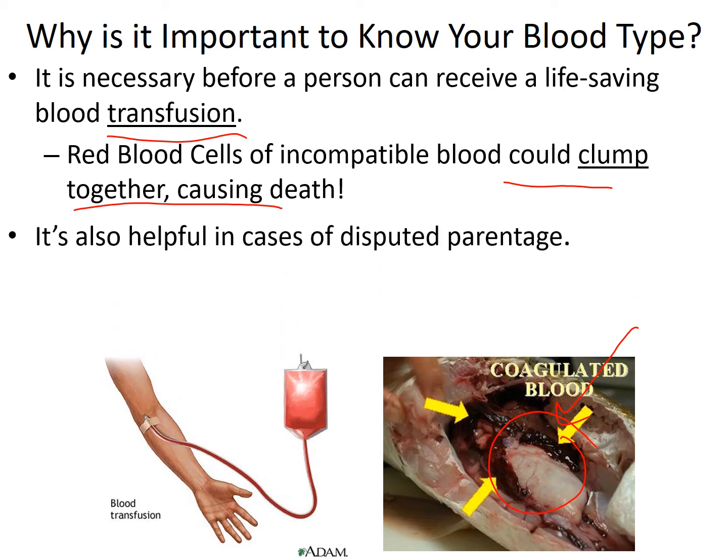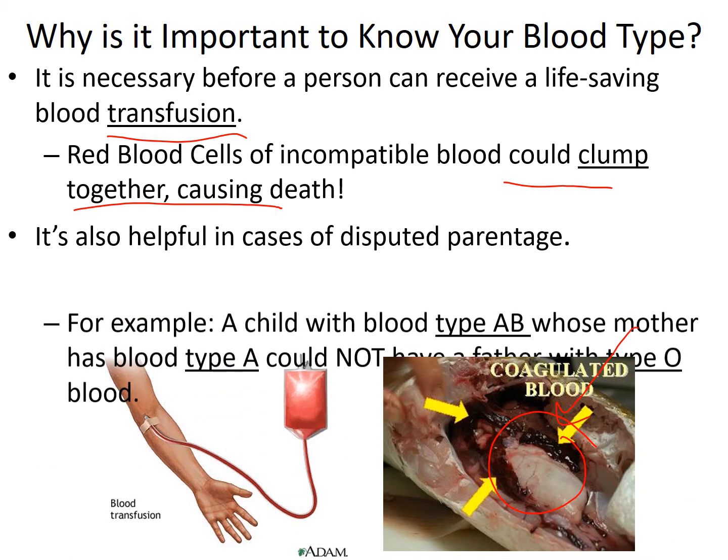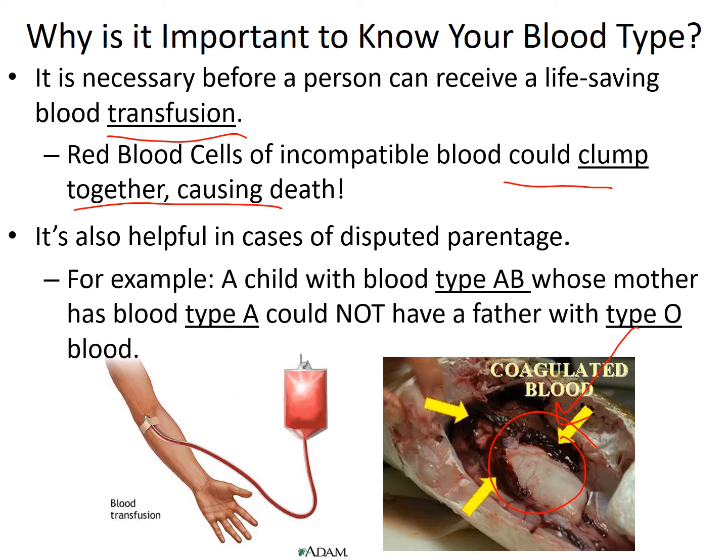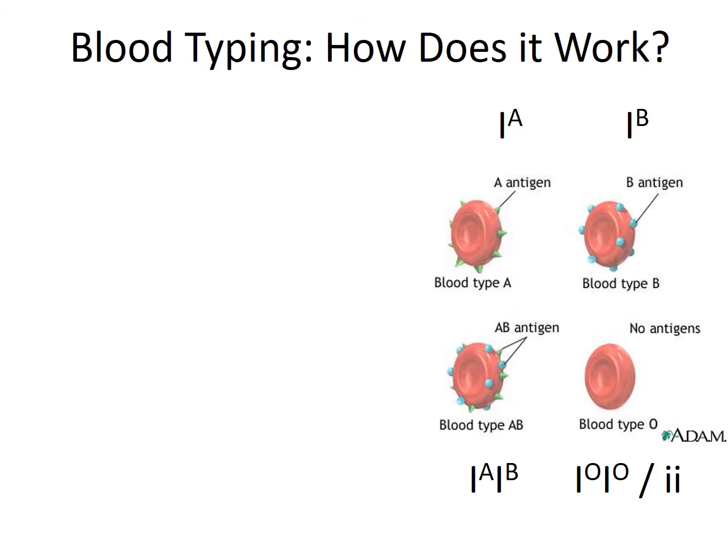Also, it's helpful in cases like parental disputes. We have to get blood as well, because blood lets us know we have the same blood type, so it's a greater possibility that I'm your father or mother. And then we do the DNA swabs. For instance, if you are a child with AB blood, whose mama has A blood, you can't have a daddy who has O blood. That isn't your daddy. There's no possible way. So that's how they do DNA tests: a little bit of blood, a little bit of swabbing, and we can find it out.